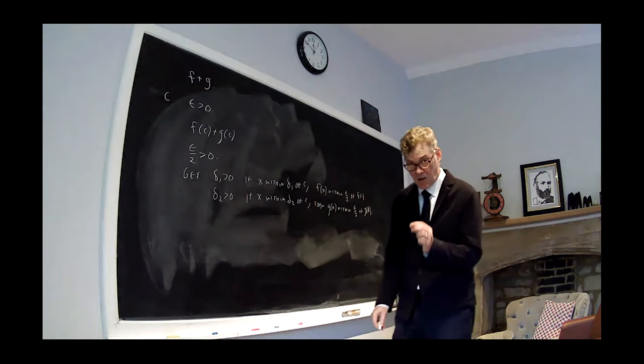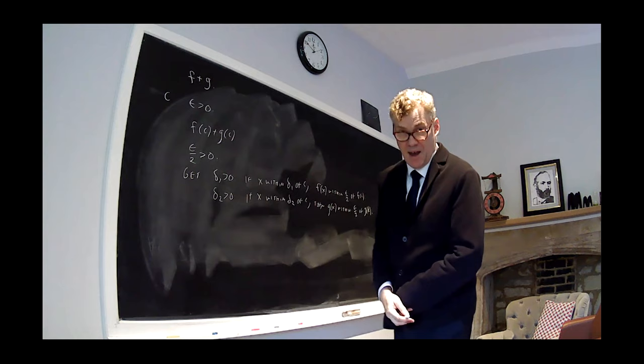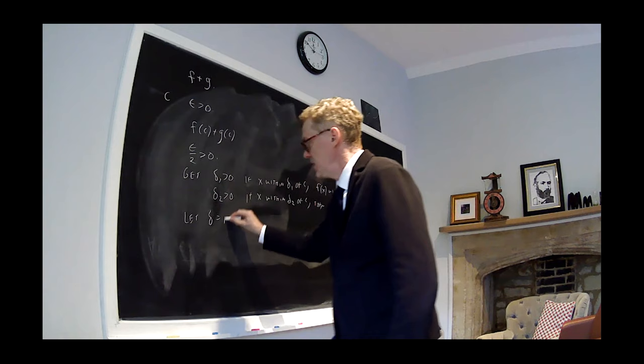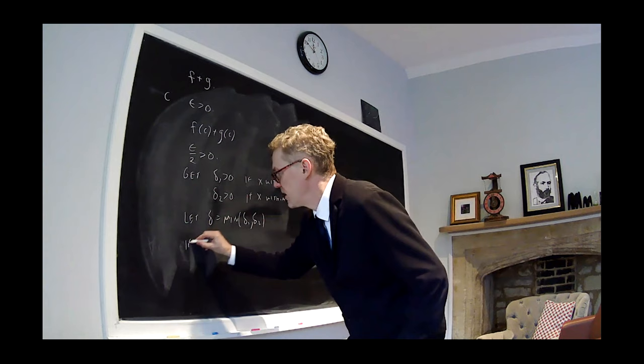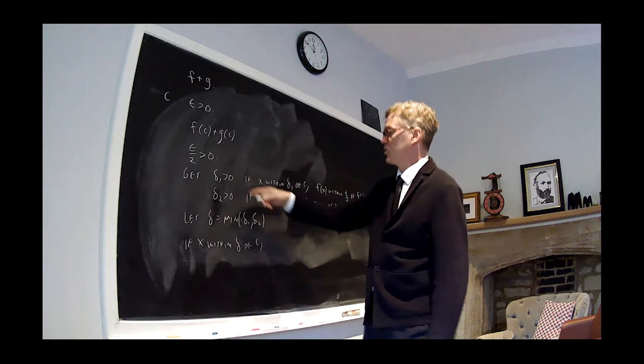I can get as close as I like. In particular, I can get within epsilon over 2, which is more than we had been asked for. But now the point is that if I just let delta be the minimum of delta 1 and delta 2, one of them is smaller, so take the smaller one. Now I think this delta is going to work, because if x is within delta of c, then it's both within delta 1 and within delta 2 of c, because delta was the smaller of them.